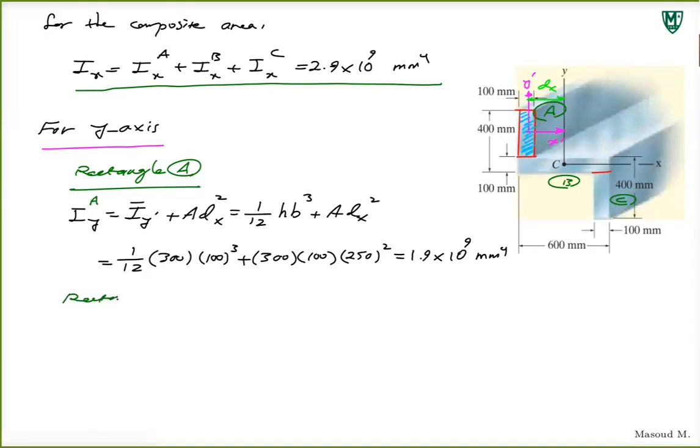We'll do it for rectangle B. Let's just do it for rectangle C, I guess, now that we're doing A first. So taking everything from here, rectangle A, we'll go to rectangle C right there.